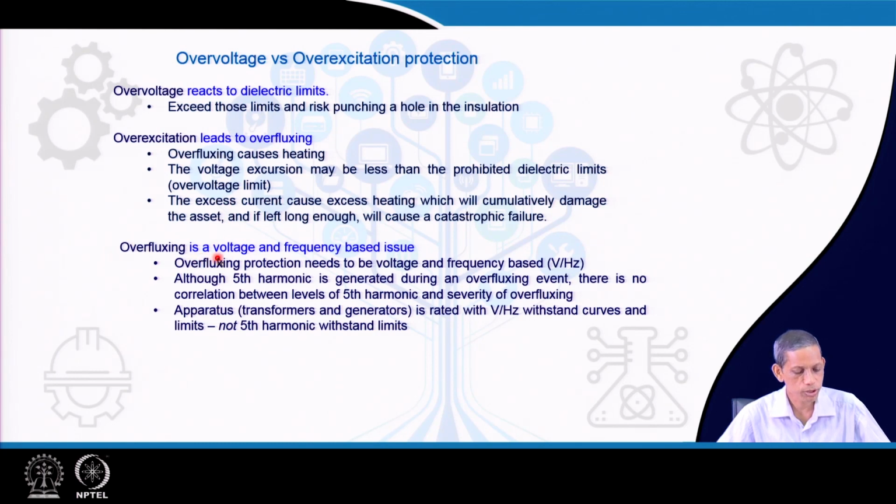Overexcitation leads to overfluxing, and overfluxing is captured not only by the fifth harmonic; a much better way of capturing it is the volt per hertz approach, and volt per hertz curves are there to take care of the overfluxing aspect from the overexcitation issue. So these are the other schemes available for transformer protection, but what we are discussing here is the differential relay, which should not function due to inrush or overexcitation situation.